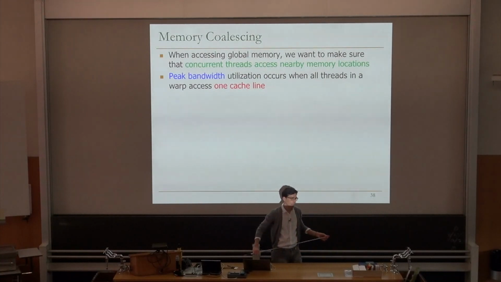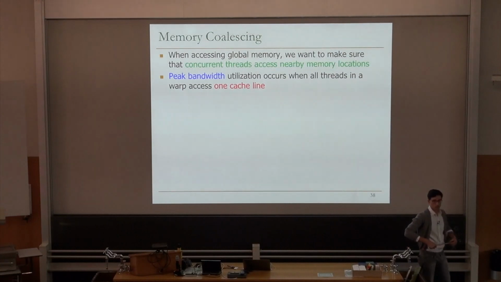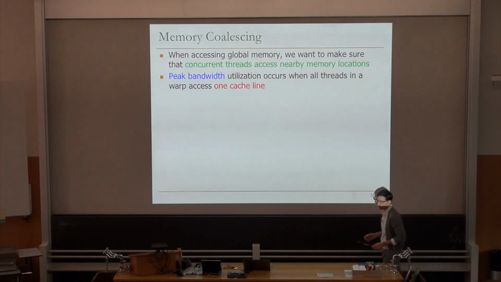By the way, unlike traditional CPU architectures where you will usually find that the cache line size is 64 bytes, in GPUs it's typically 128 bytes. And why is that? Because integers and single precision floating point operands are 4 bytes. We have 32 threads in the warp, so 32 times 4 is 128 bytes.